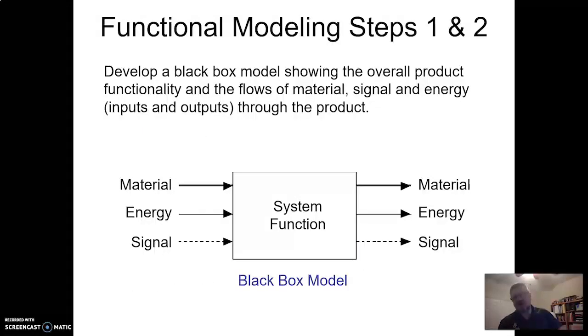Let's look at a black box diagram. In the center, you can see the black box. There will be a label that explains the overall function of the system. That would be a verb-noun pair. It's a helpful exercise. What we're really focused on here is the flows that are going through.